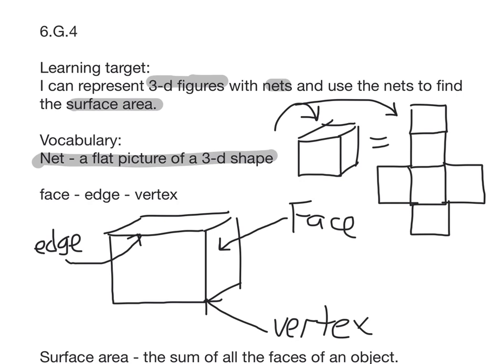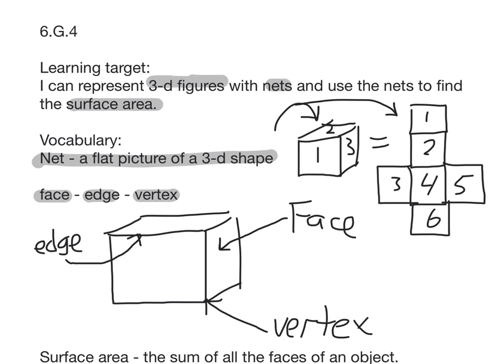Notice that a cube has 1, 2, 3, and then 3 more sides, 4, 5, 6. It has 6 faces, and so does the net. Every face is represented by a flat figure. Okay, so that gets us to the next set of vocabulary. You need to know what a face is, you need to know what an edge is, and you need to know what a vertex is.